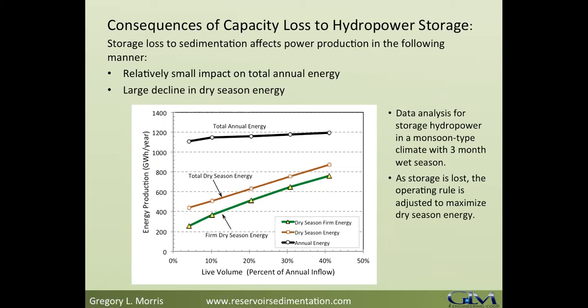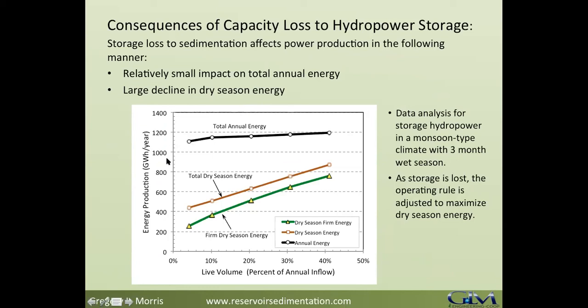So, but the firm dry season energy is very similar to what you would see for a firm yield for water supply. The dry season total energy is a little higher because you're operating the reservoir to capture and run through your turbines additional flow that you get during a wet dry season. The total annual energy, though, is fairly flat.